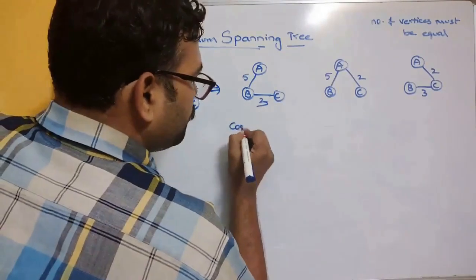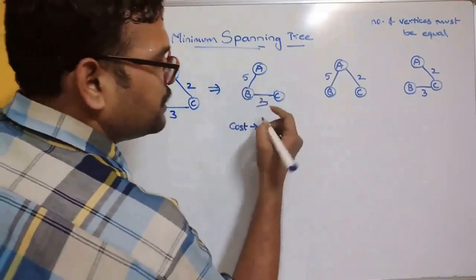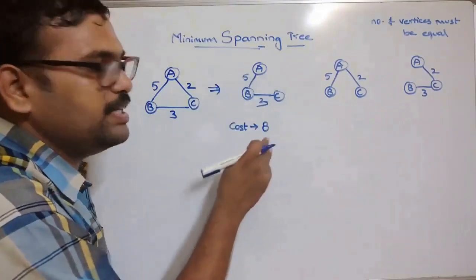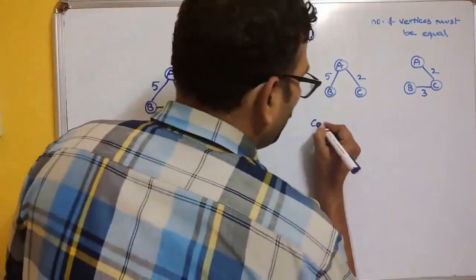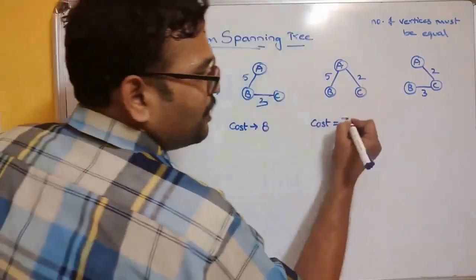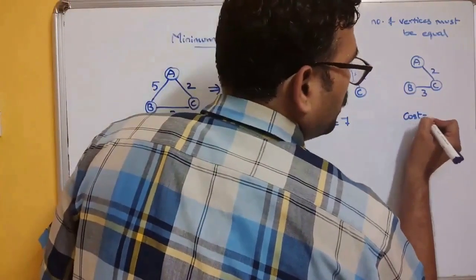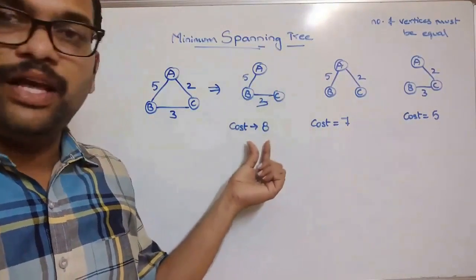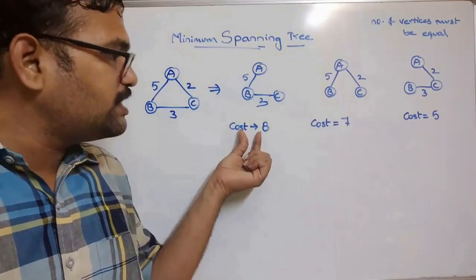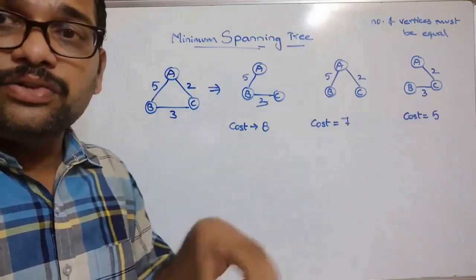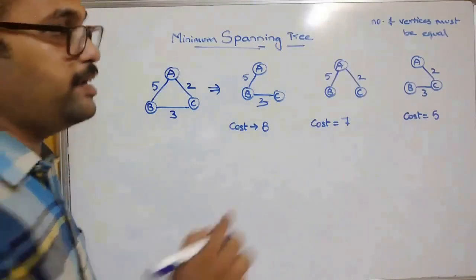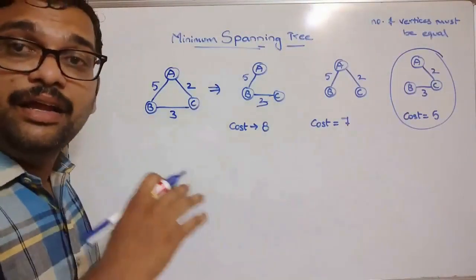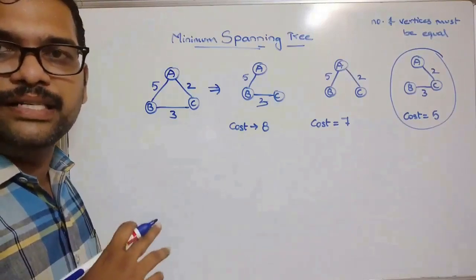Now the cost for this spanning tree is 5 plus 3, 8, because there are two edges with weights 5 and 3. The cost of this particular spanning tree is 8, the cost for this one is 7, and for this one it is 3 plus 2, which is 5. So you can observe that for every spanning tree we are finding the cost: 8, 7, 5. Now we need to select the minimum cost spanning tree, that means the tree with the minimum cost of edges, right?